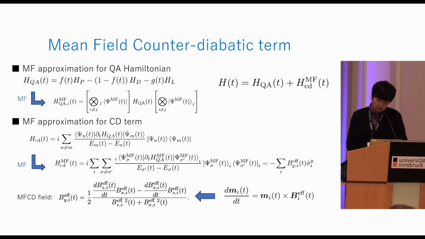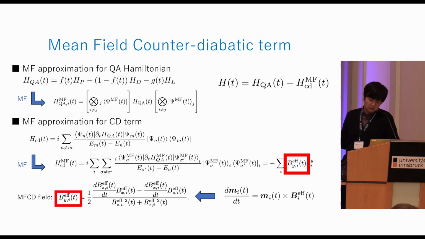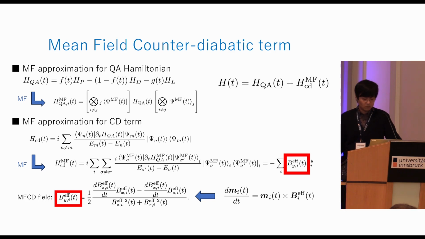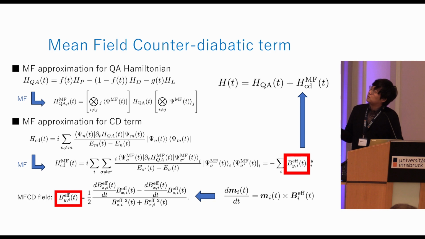And this term turns into the magnetic field of the Y component. And then we calculate this mean field counter-diabatic term by using mean field dynamics. Finally, we can obtain this mean field counter-diabatic term. Next, we will show whether mean field dynamics corresponds to the solution of the self-consistent equation.